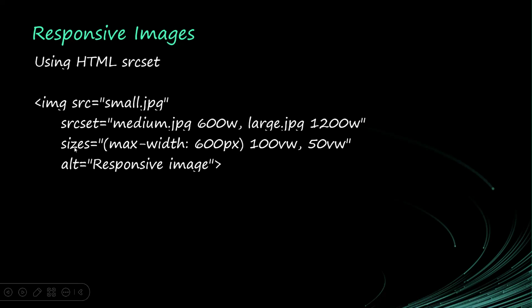Now we are also giving it sizes. We're telling it when the maximum width is 600 pixel, we want the image to be 100% of the device width. But if it is greater than 600 pixel, we want the image to be 50 viewport width.